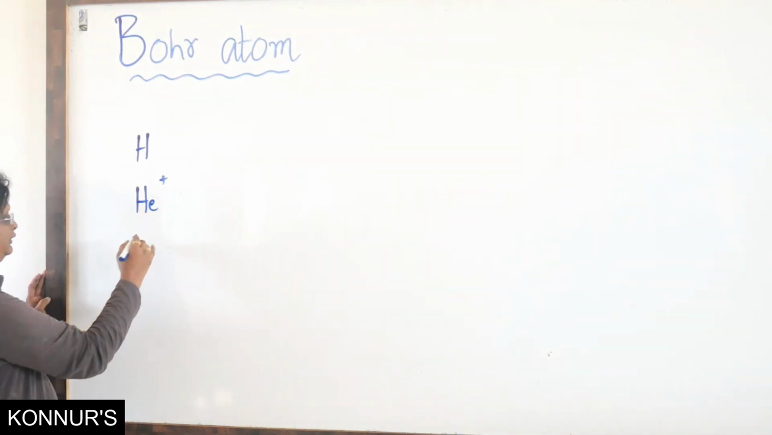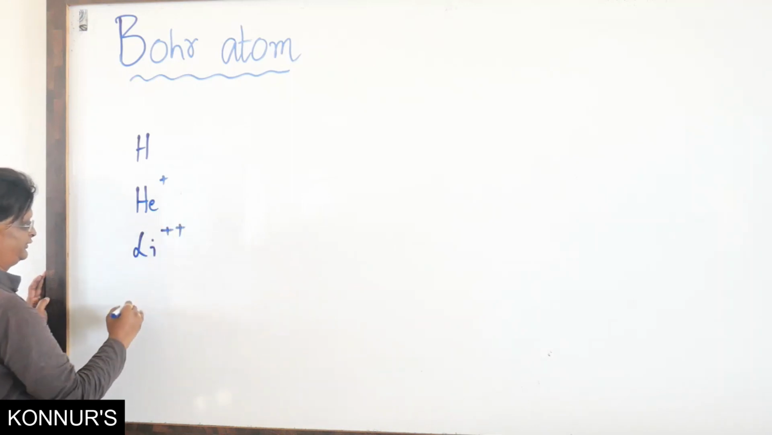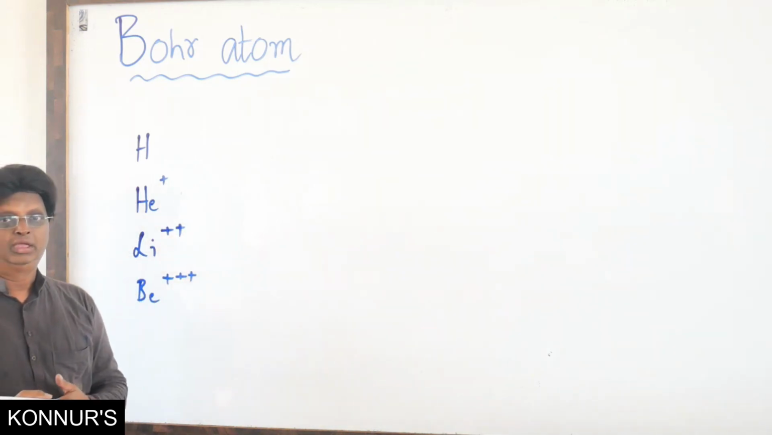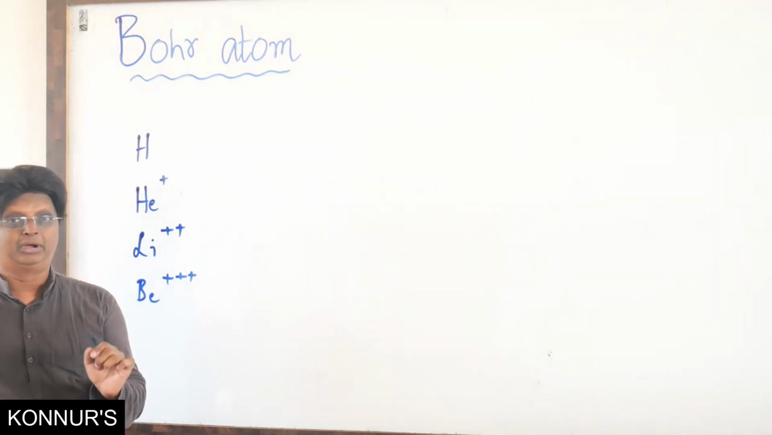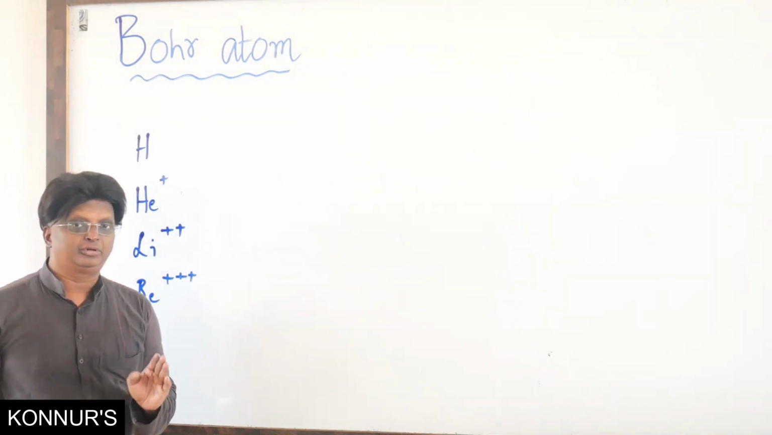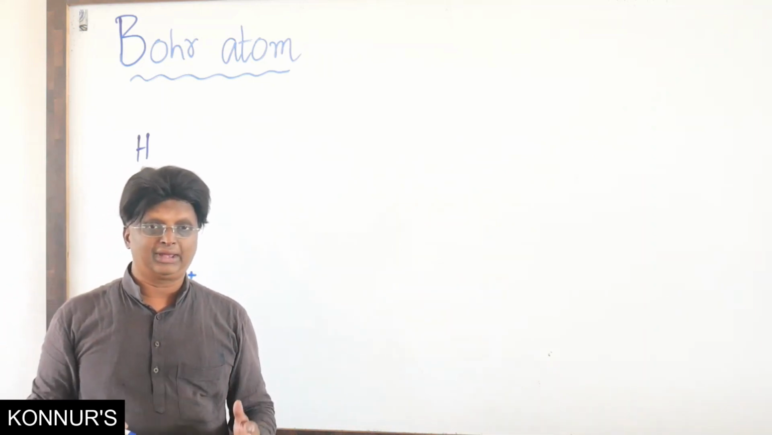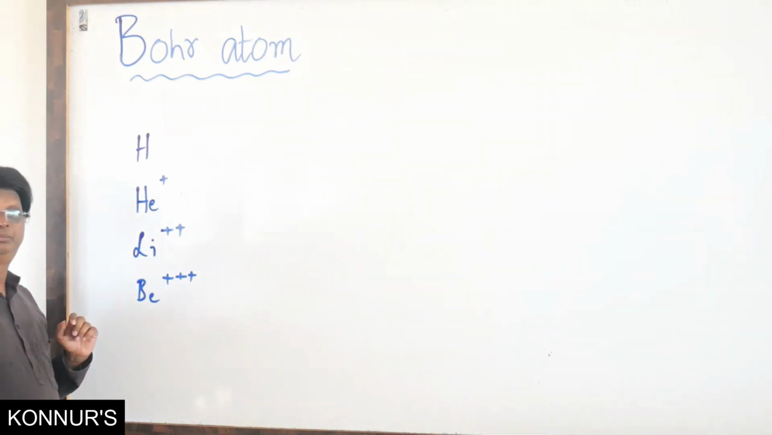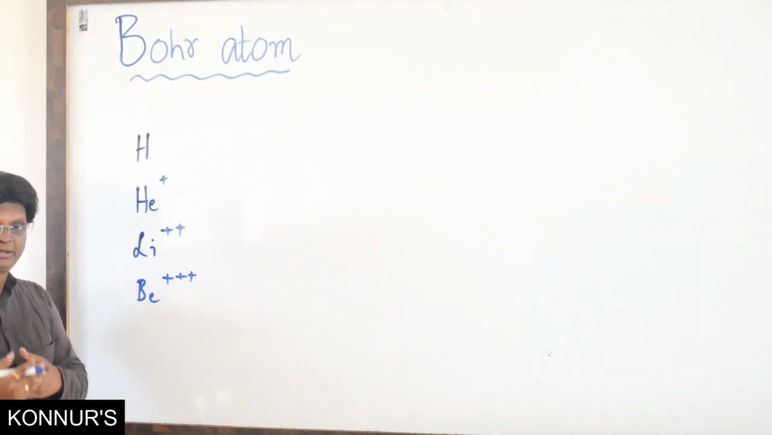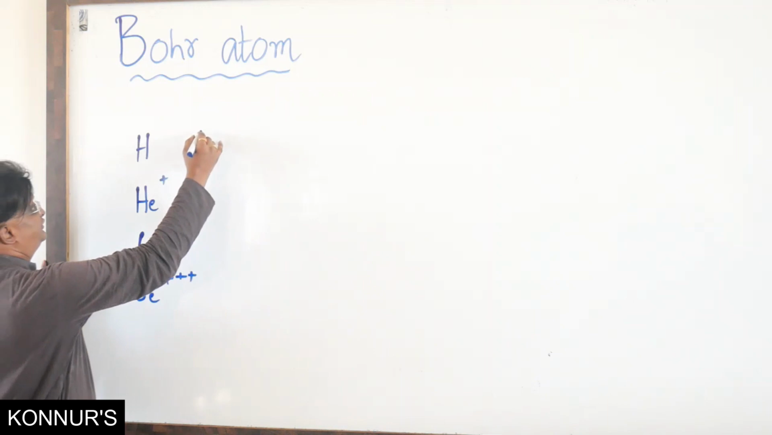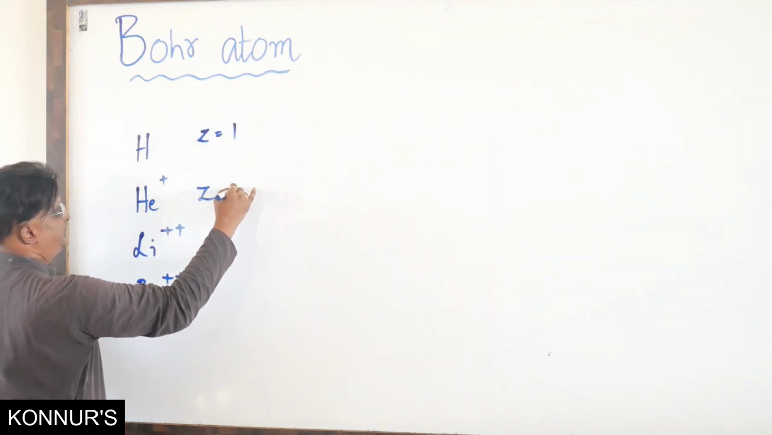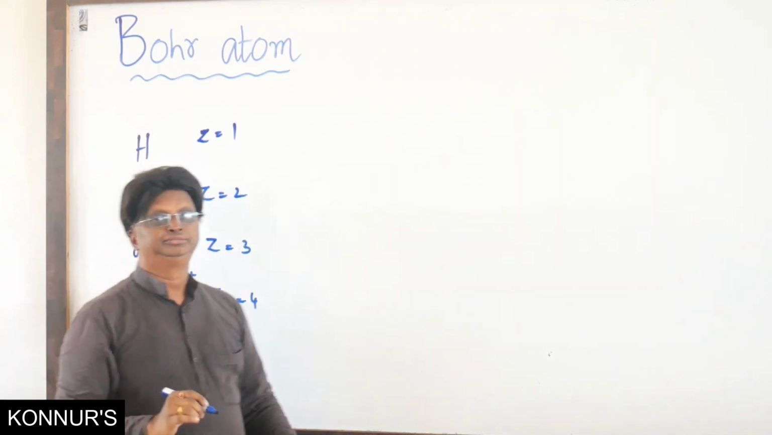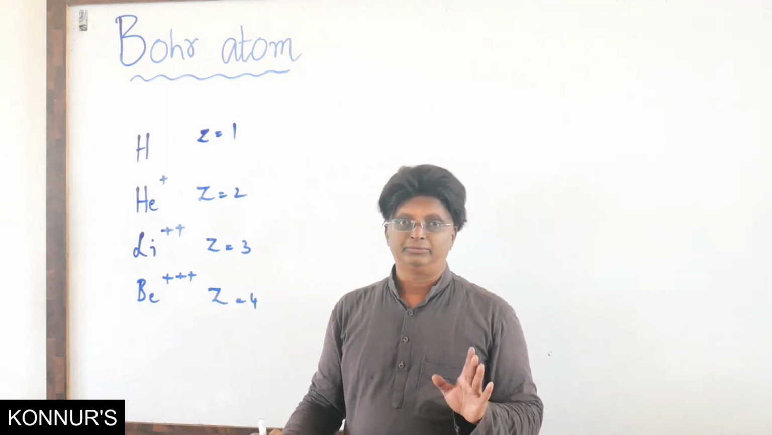Similarly, the case will go on. If I say lithium 2 plus, beryllium 3 plus, all of them are Bohr atoms with the difference of atomic number Z. Remember, atomic number is not the number of electrons present outside the nucleus, rather it is the number of protons present inside the nucleus. Therefore, when we are taking this Bohr atom, the most important parameter is atomic number. This is Z equal to 1, this is Z equal to 2, Z equal to 3, Z equal to 4. This substitution is important. So Bohr atom is a single electron atom.